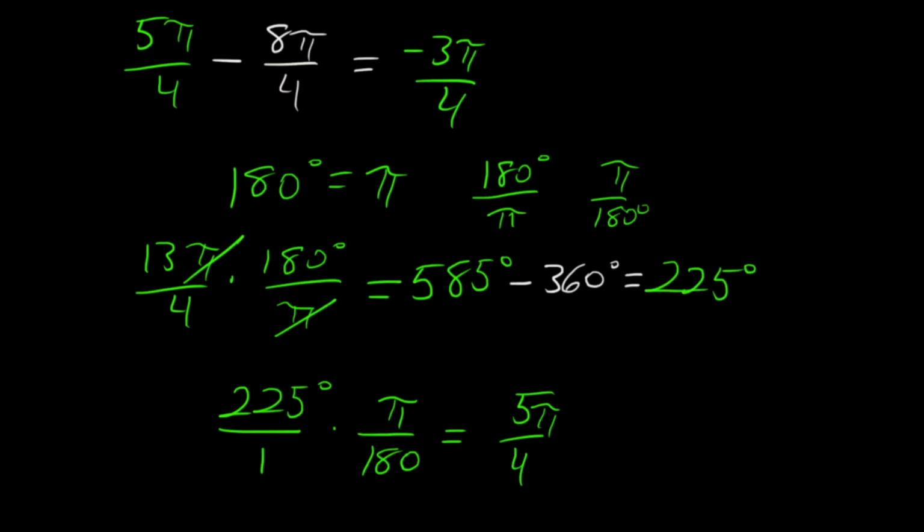And then finally, if you wanted to check that negative 3 pi fourths was also coterminal, we would take 225 and subtract 360. And that would give us negative 135 degrees. And if you convert that to radians, you would get negative 3 pi over 4.